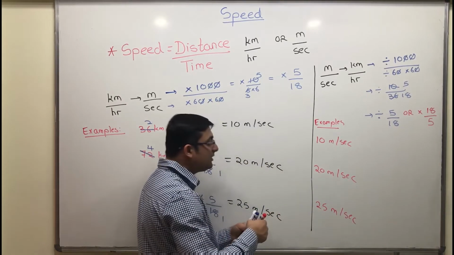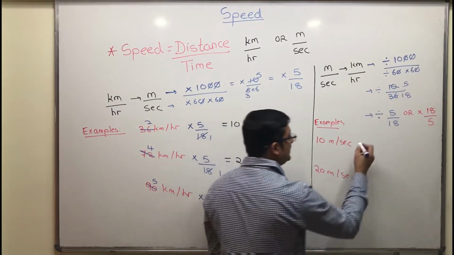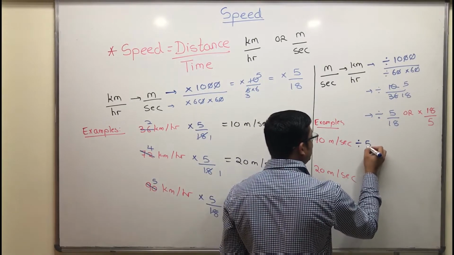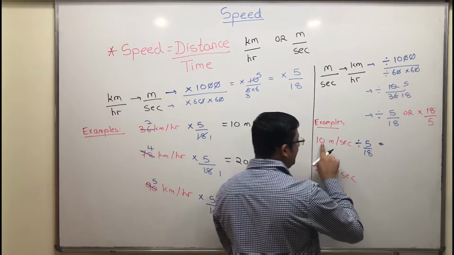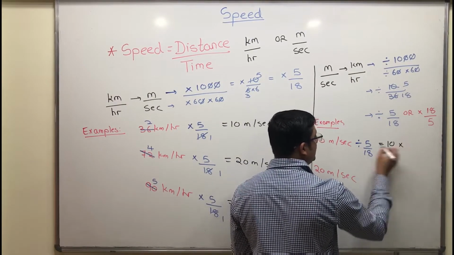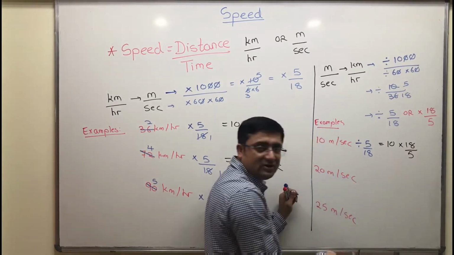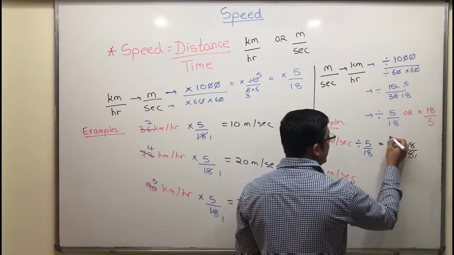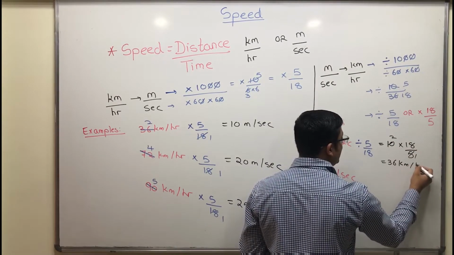So see, whenever you have to convert meter per second to kilometer per hour, either divide by 5 by 18. So when you divide by 5 by 18, what do you get? Let me simplify this. This is equal to the first number as it is into the reciprocal of 5 by 18, that is 18 by 5. This is how you divide two numbers, right? So 1 and 2. 2 into 18, 36 kilometers per hour.